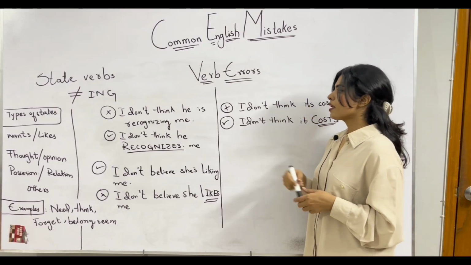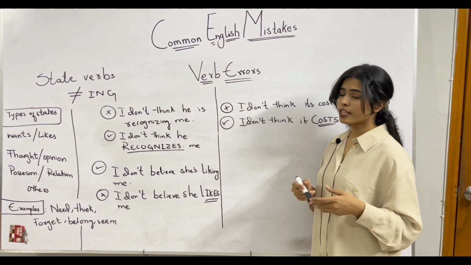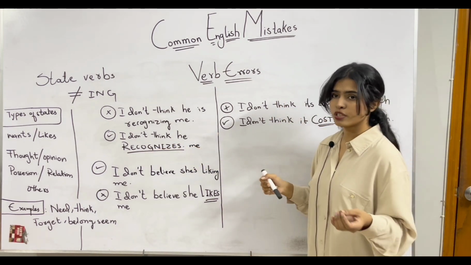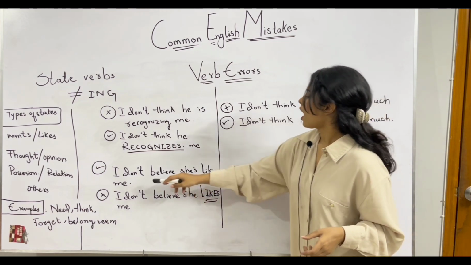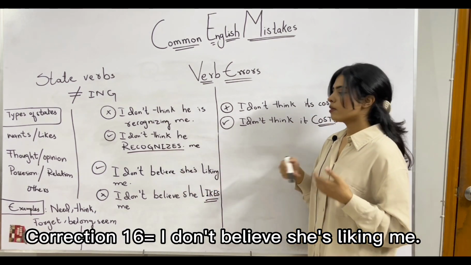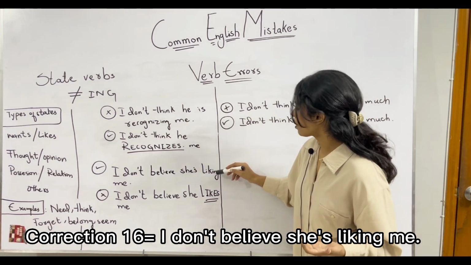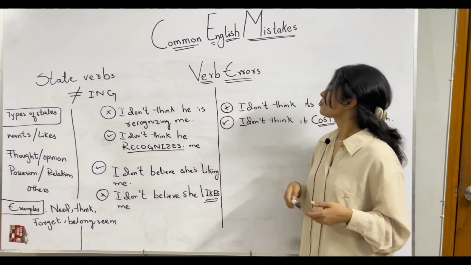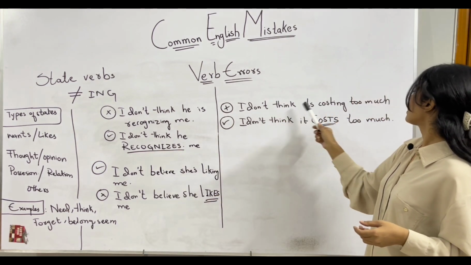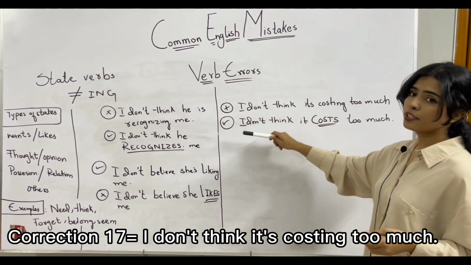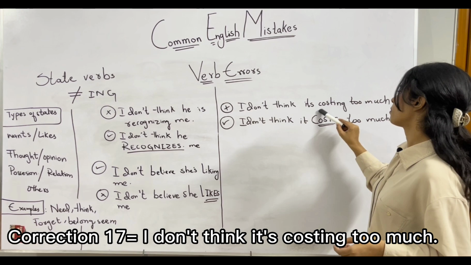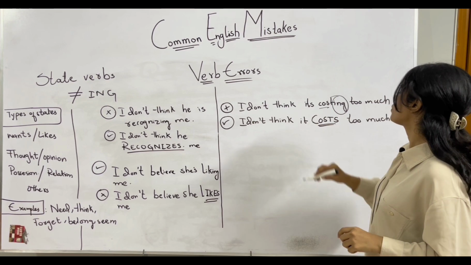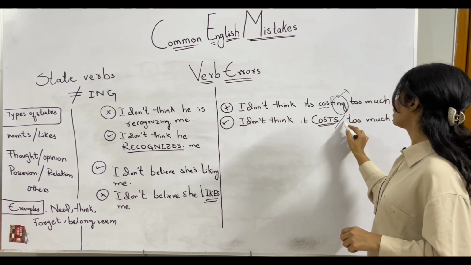Moving on to the correction. I don't think he is recognizing me. So the correct would be, I don't think he recognizes me. So there's no ing used here. Second one would be, I don't believe she's liking me. That sounds correct as well, but see, we cannot use ing with it. So we have to say, I don't believe she likes me. Next we have, I don't think it's costing too much. Well, the correct would be, I don't think it costs too much. So according to this, we cannot use ing with this state verb here. So it would be costs.